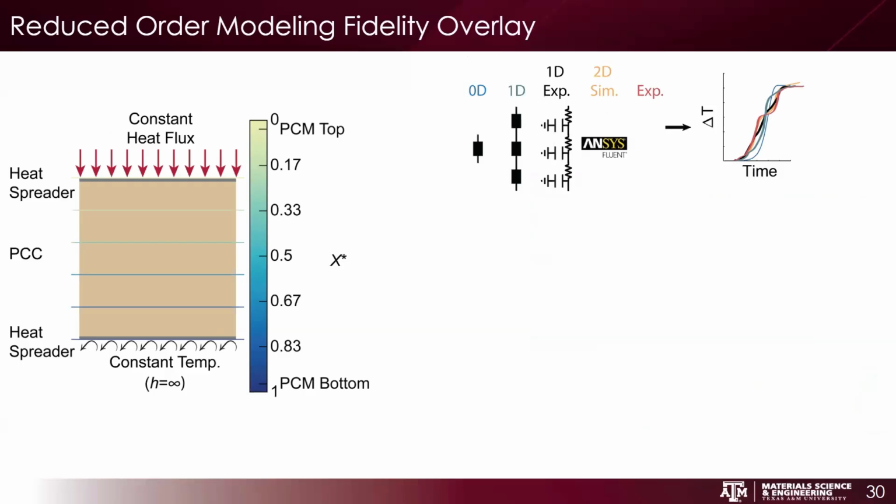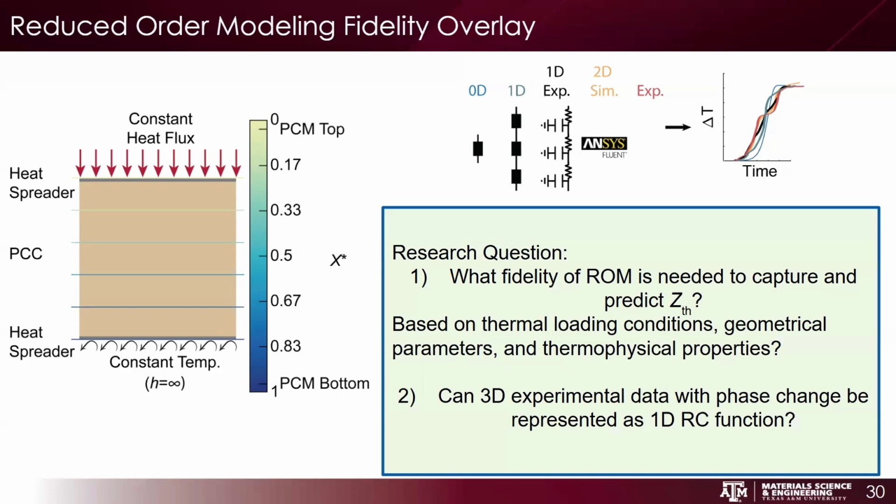Then you can do depth profiles, take the average at a specific depth, find the standard deviation as well, and overlay them on top of each other and see which ones are close to either experimental data or higher fidelity 2D simulations. The research questions then are: what fidelity of reduced order models is needed to capture the thermal impedance of the systems, and can we take 3D experimental data to find a 1D representation of the thermal impedance rise of these systems in a 1D resistor and capacitor function?